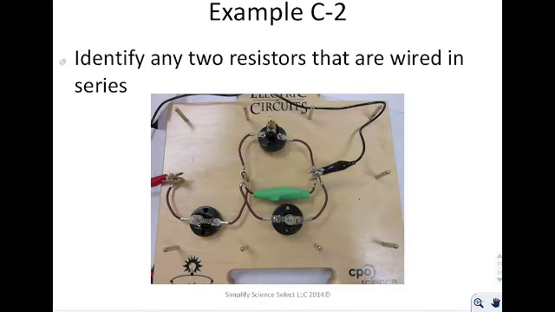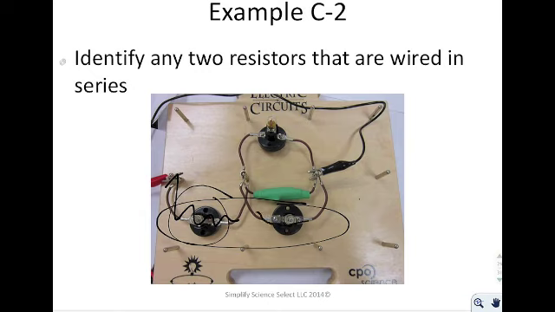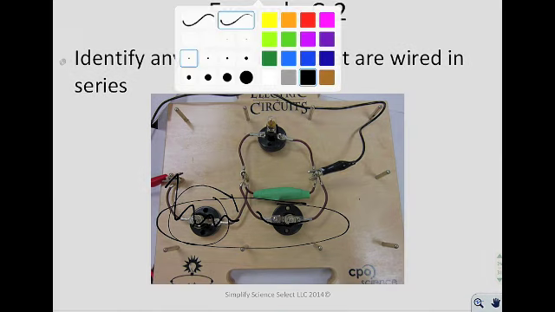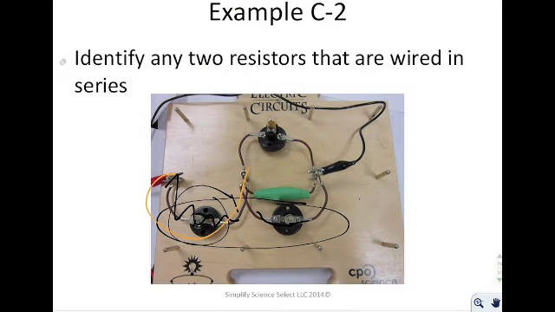If you look at this one, it says identify any two resistors that are wired in series. Well, if I have some sort of charge go through this one right here, then I can put it in series with any other resistor. I can say that these two are in series because if I go through this one, I gotta go through this one. And I could say that these two are in series. So I can say this first resistor is wired in series with any of the other three.